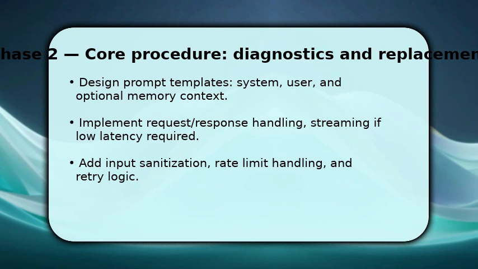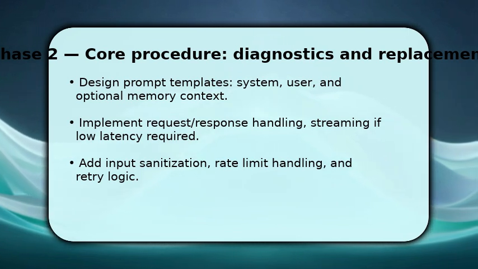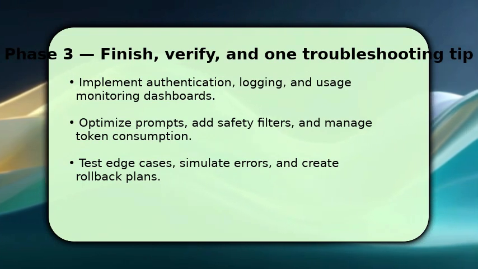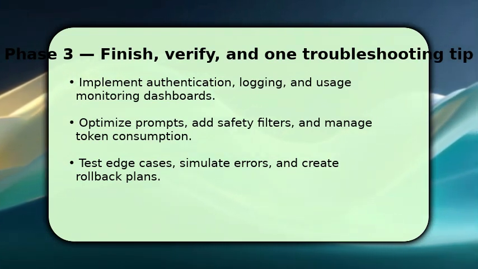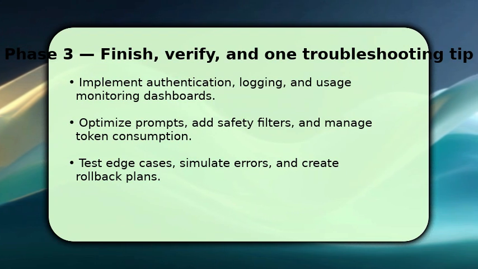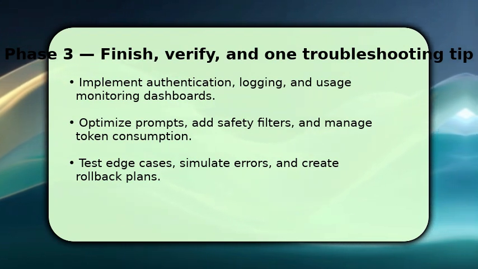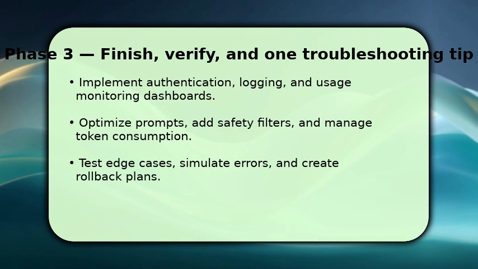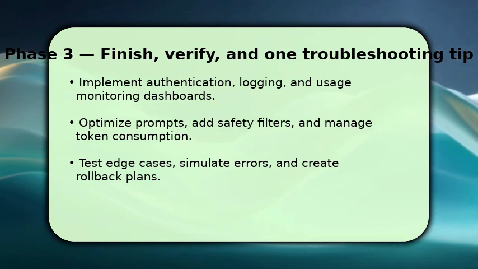You finish by adding production hardening, authentication, structured logs, metrics, and usage limits to control spend. Once done, optimize prompts for clarity and brevity to reduce token costs, and add content safety filters if needed. Deploy to a staging environment and run integration tests that simulate concurrency.